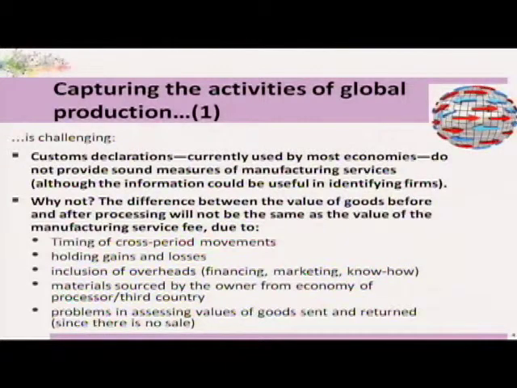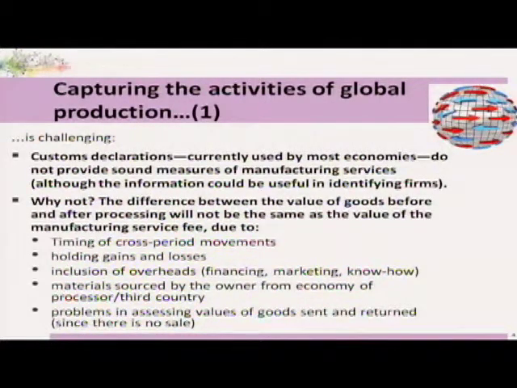Now, why can't we use the information from the customs declarations or from the merchandise trade statistics? That is because the difference between the values of goods before and after processing will not be the same as the value of the manufacturing service. And as I said, the manufacturing service is a fee for processing that is paid by the owner of the goods to the unit undertaking the manufacturing. And there are a number of reasons for that.